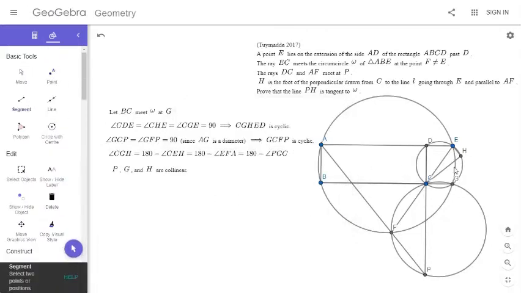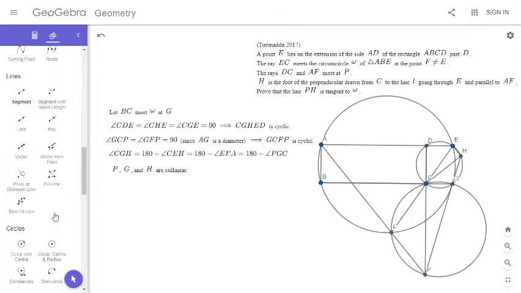And then we want to show it's tangent, and that pretty much has to be an angle chase. So angle PGB is PGC, which is CFA, which is EFA. Yeah, okay, it's an angle chase.